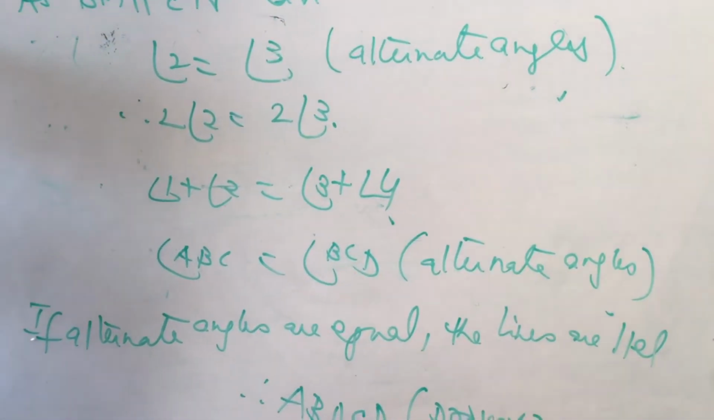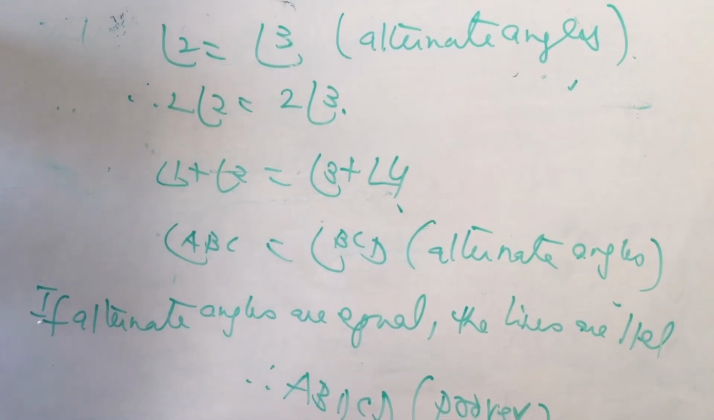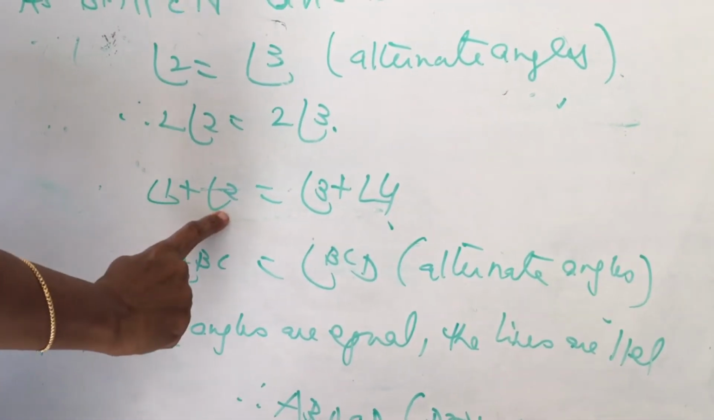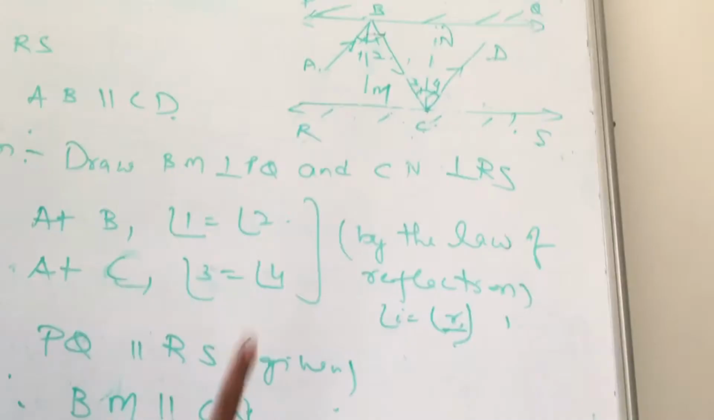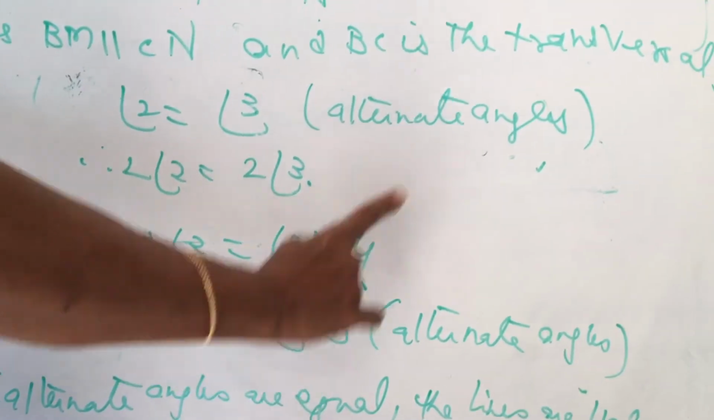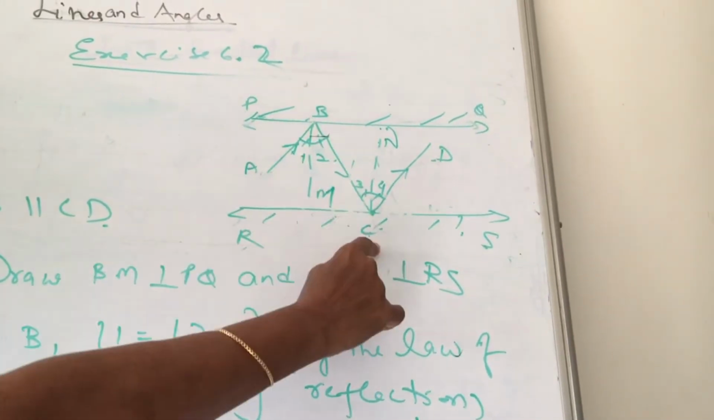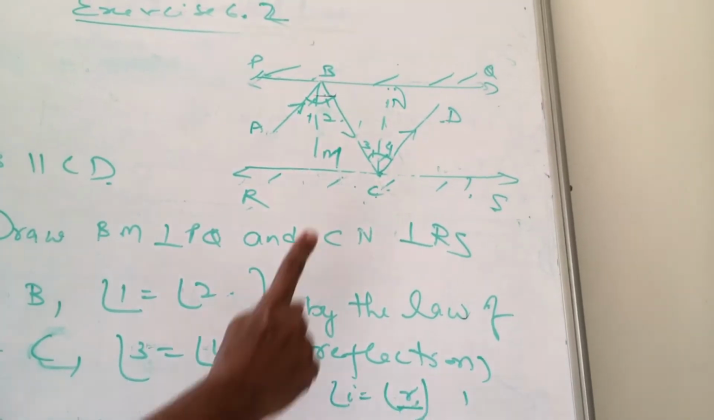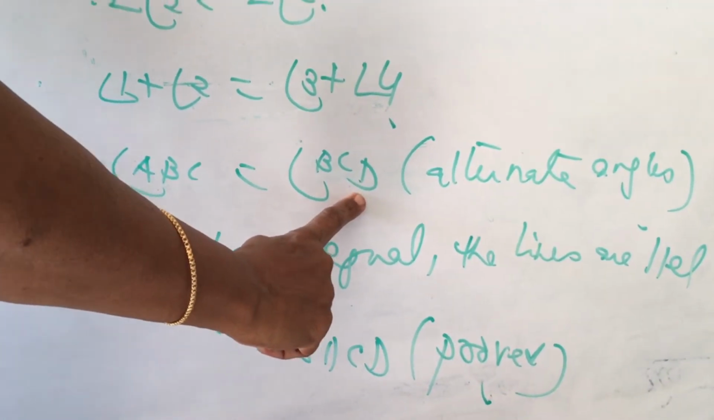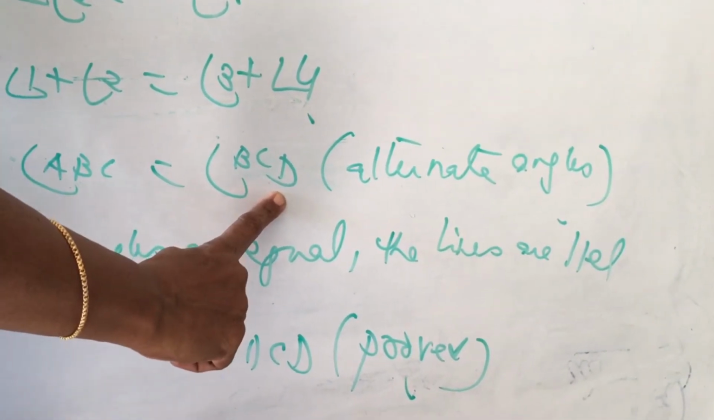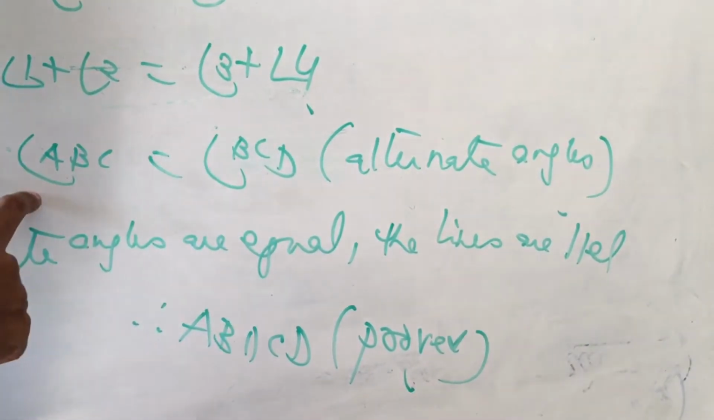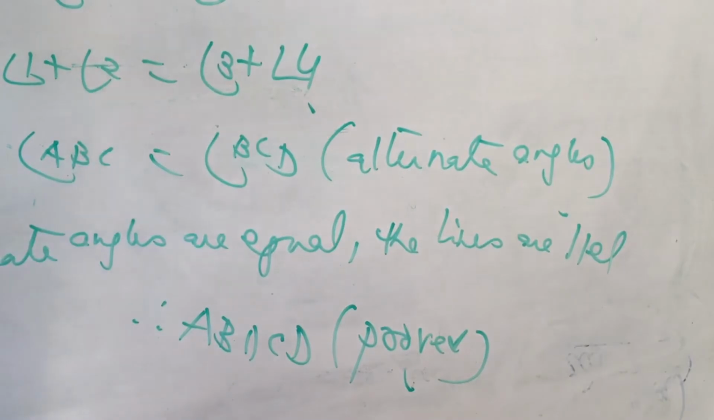Twice angle 2. Twice angle 2 means what? Angle 1 plus angle 2. Twice angle 3 means what? Angle 3 plus angle 4. 1 plus 2 makes which angle? Angle ABC. And 3 plus 4 makes which angle? Angle BCD. In the figure, for AB and CD, these two angles are alternate angles.